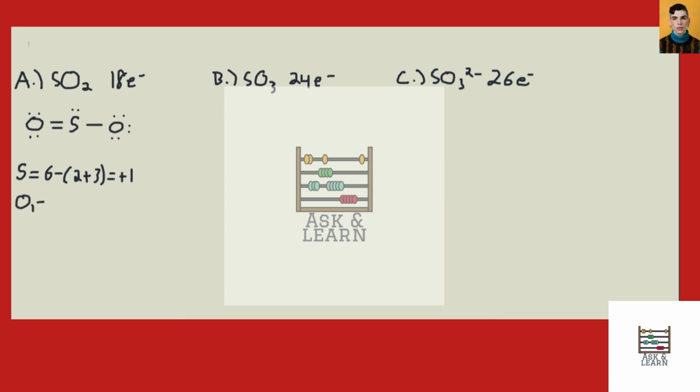O1 is us, and we'll just assign this to the left. That's 4 plus this 2 is equal to 0. And the one on the right, O2, is 6 minus 6 plus 1, which is equal to -1.